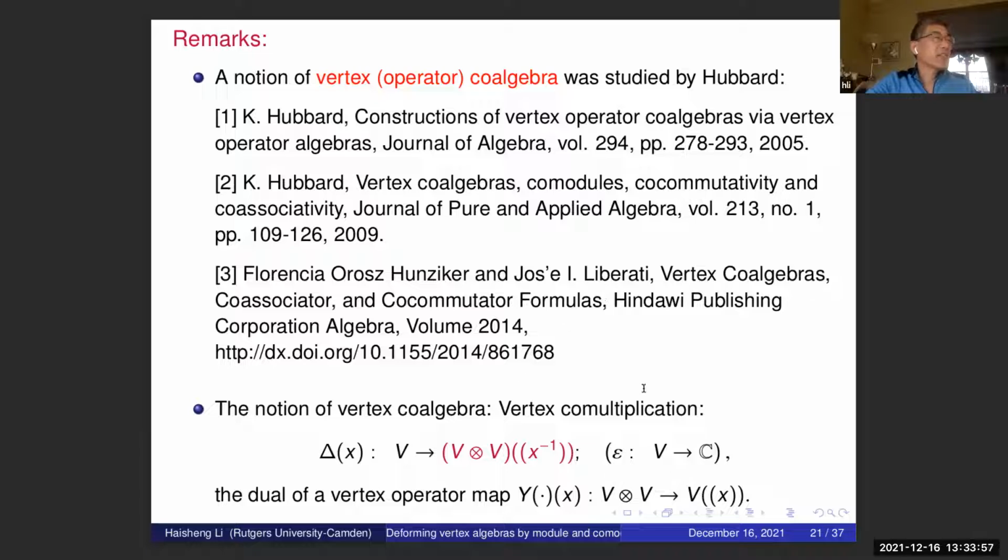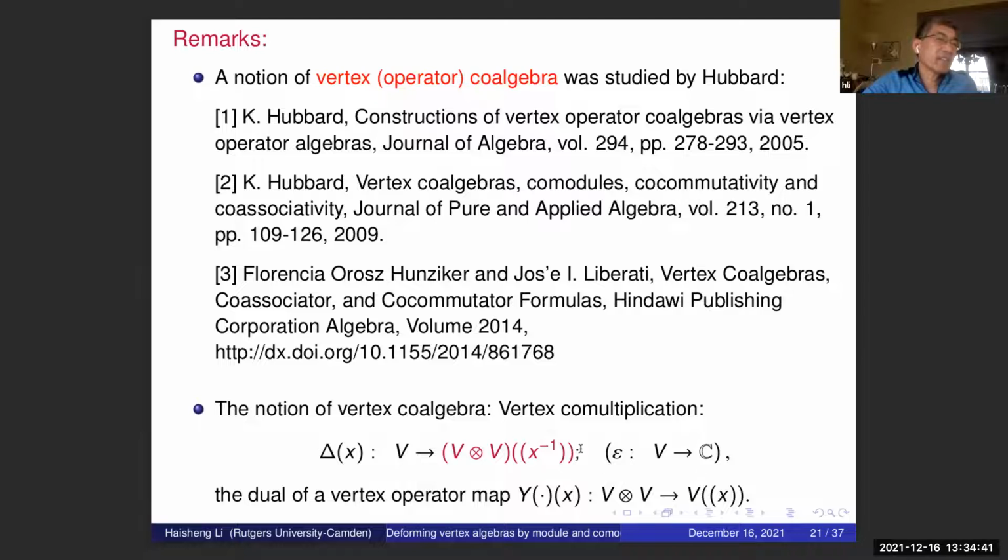So here, one thing, let me mention this. In the notion of vertex coalgebra, we have vertex co-multiplication. So that means from V to this purple one, if we want to put vertex coalgebra and vertex algebra together, if we want to get a bialgebra, then we will think, can we consider vertex co-multiplication as a homomorphism of vertex algebras? Yeah, that's the next question.